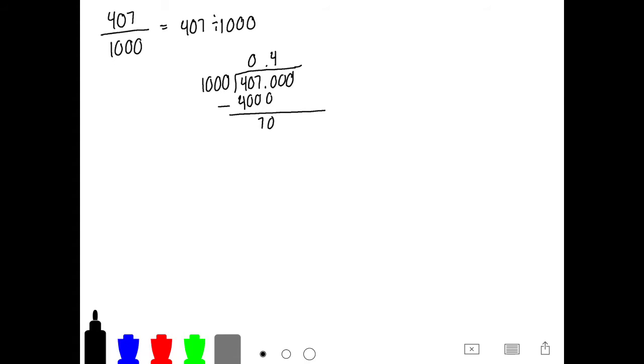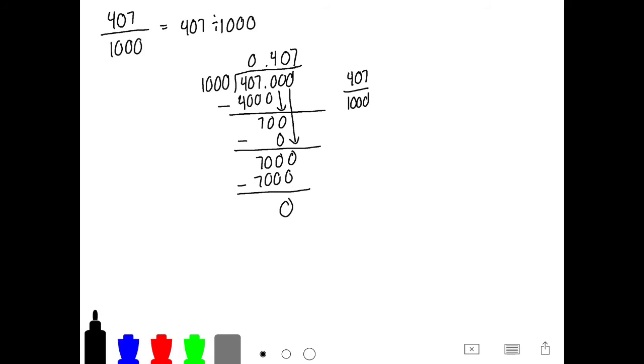And then you're going to bring down that extra 0. And then so 1,000 goes into 700 0 times. And then you have 1,000 times 0, which is 0. So 700 minus 0 is just going to be 700. Bring down that extra 0. 1,000 goes into 7,000. 1,000 times 7 is 7,000. And you subtract, you get 0. And now your final answer is 0.407.